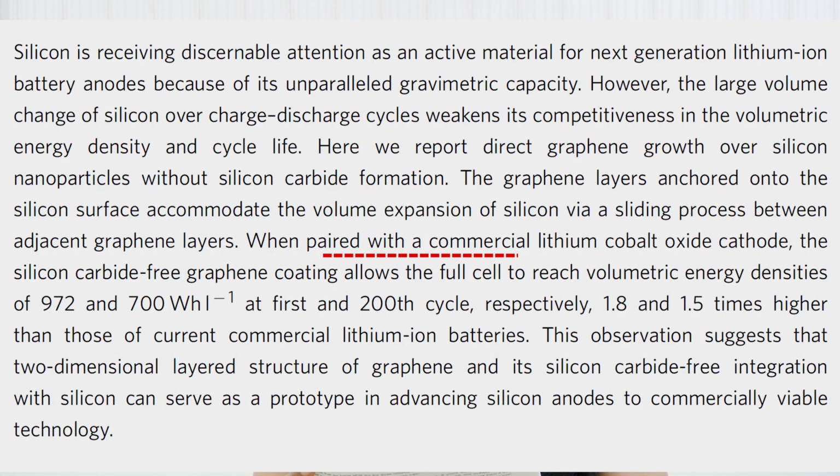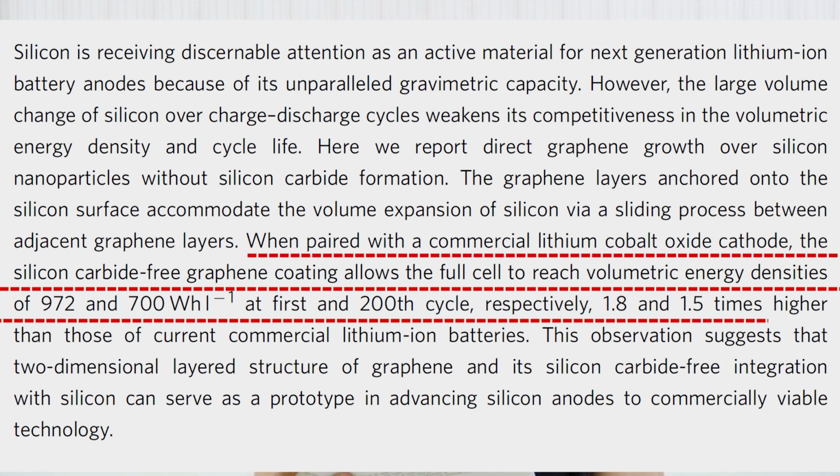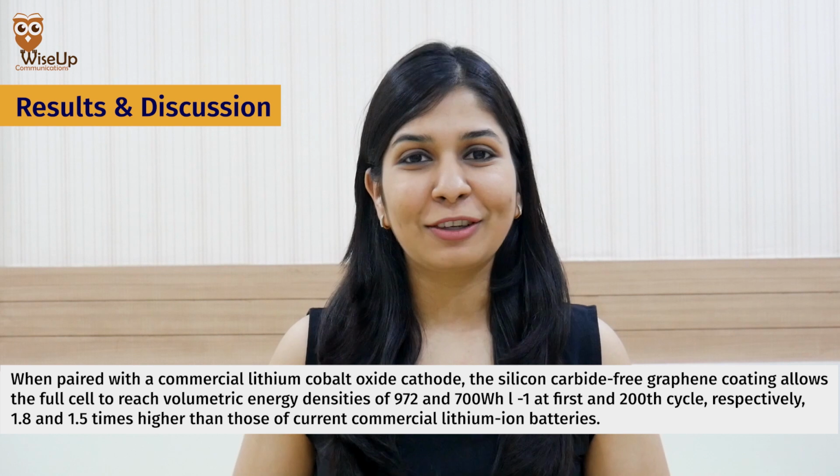"When paired with commercial lithium cobalt oxide cathode, the silicon carbide free graphene coating allows the full cell to reach volumetric energy densities of 972 and 700 at first and 200th cycle respectively, 1.8 and 1.5 times higher than those of current commercial lithium-ion batteries." I'm sure all of you would have recognized this by now, that this is the fourth component, which is the results and discussion. So here the authors are talking about the results that they got after implementing the methodology.